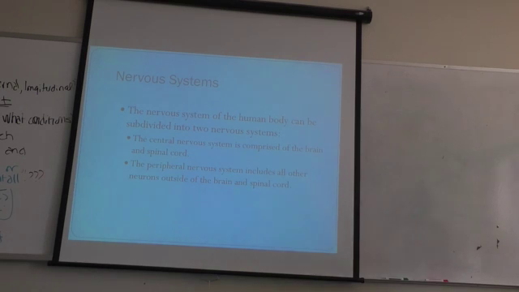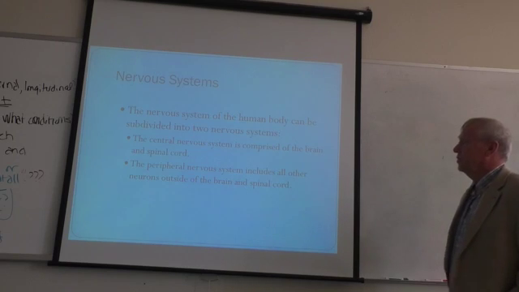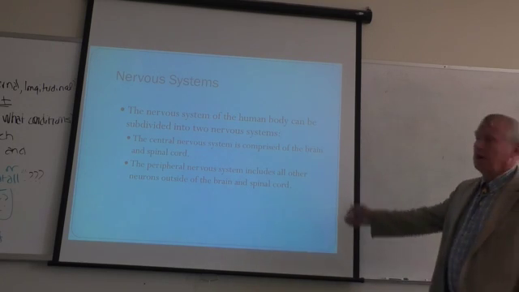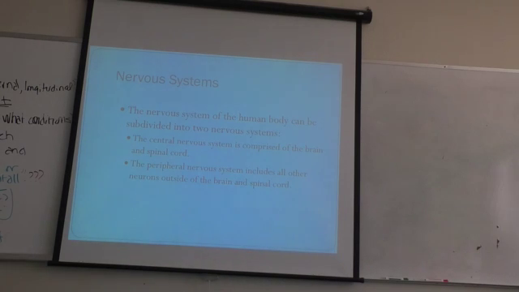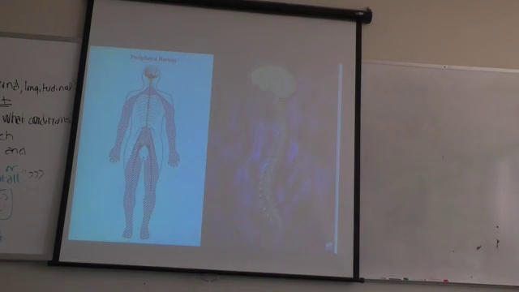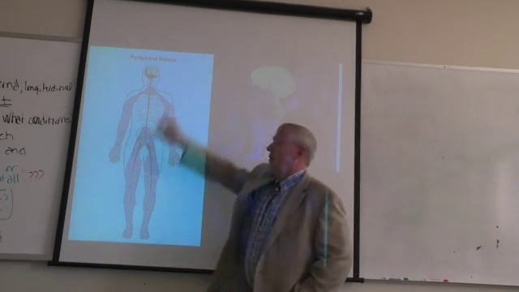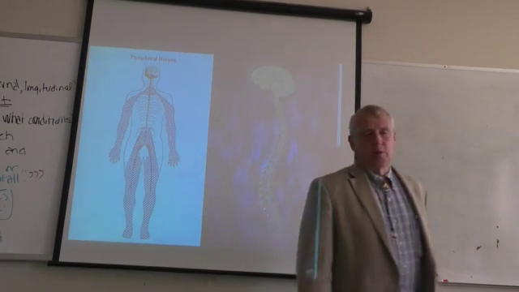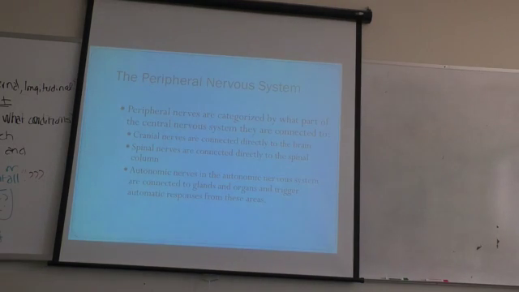The nervous system of the human body can be subdivided into two nervous systems. The central nervous system comprises the brain and its spinal cord, and then everything else is a peripheral nervous system. So you have two nervous systems, and that's what they look like. This is the brain and the spinal column, and that's all the other neurons in the body.